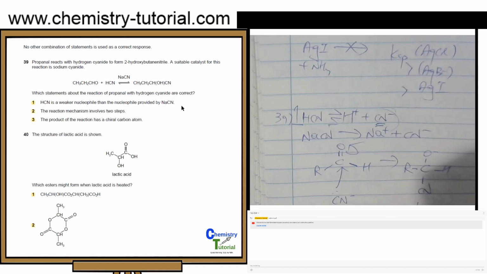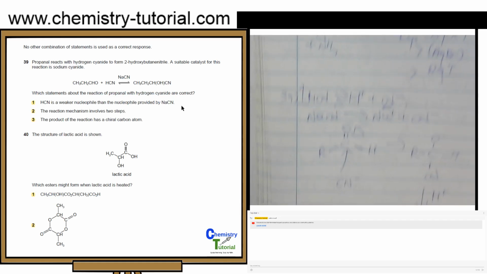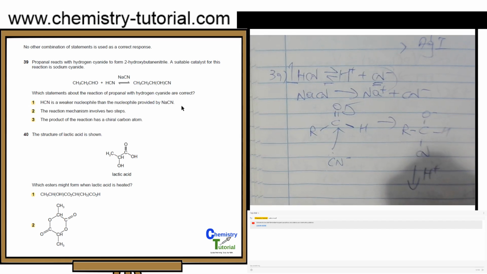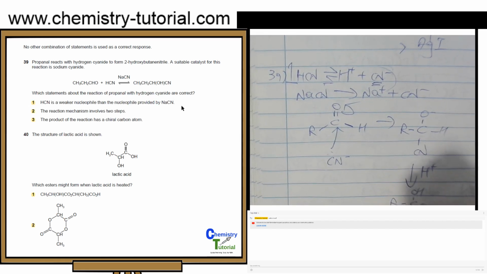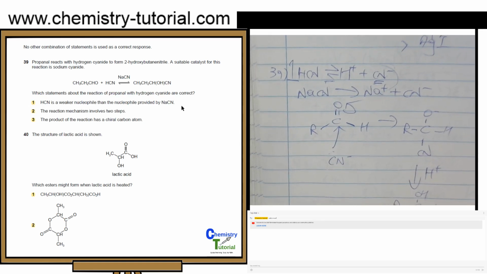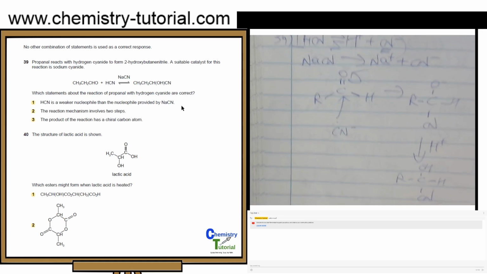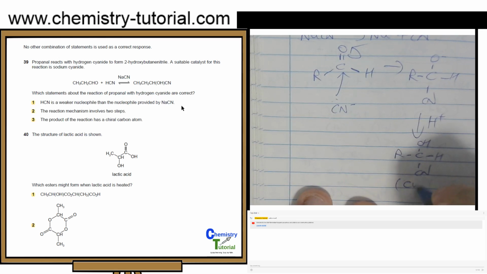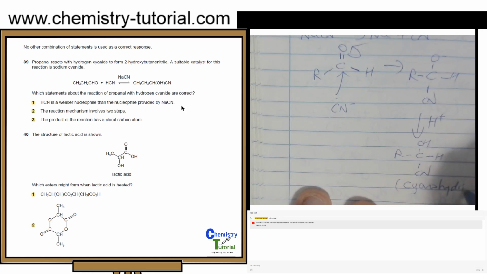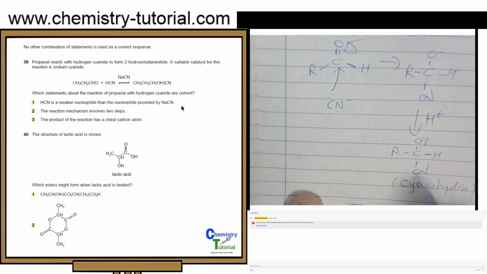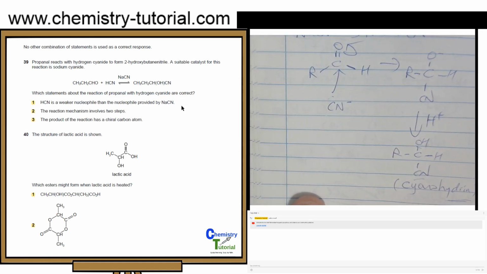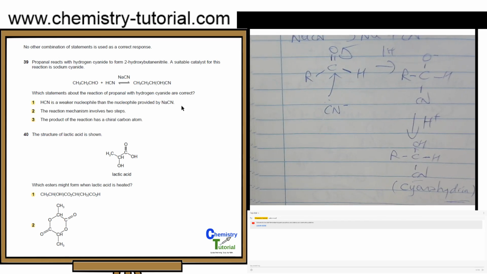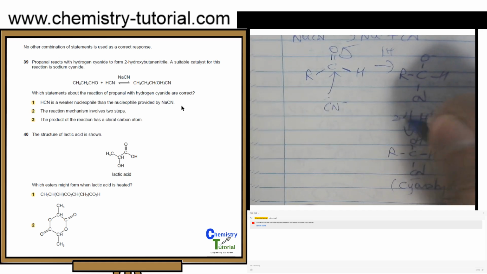Now, subsequently, we're going to follow up with a protonation, because now your tetrahedral alkoxide intermediate will be protonated to form your hydroxynitrile. Sometimes we call this cyanohydrin. Cyano because your CN, hydrin because OH. So it does involve 2 steps. The first step is a nucleophilic attack of the nucleophile. The second step is the protonation process.